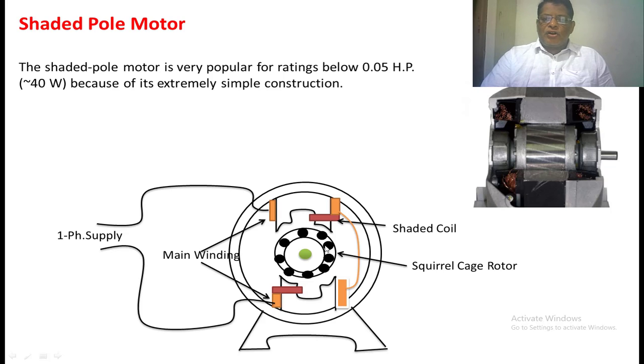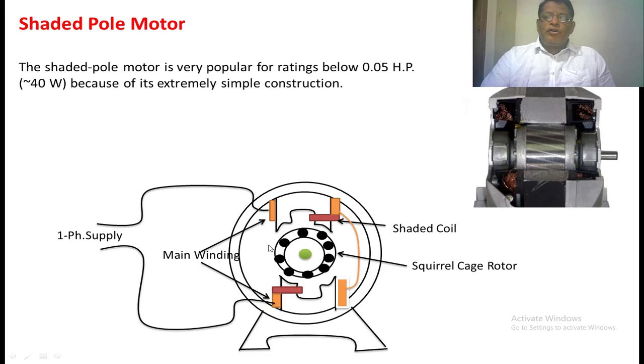This is the cross-sectional view of a shaded pole motor. This is the projected pole which is attached to the frame. Again, this is the projected pole attached to the frame. This is the field winding, nothing but a stator winding. This is also a stator winding. These two stator windings are connected in series. There is no change in the construction of the rotor. Here the rotor is a squirrel cage rotor.